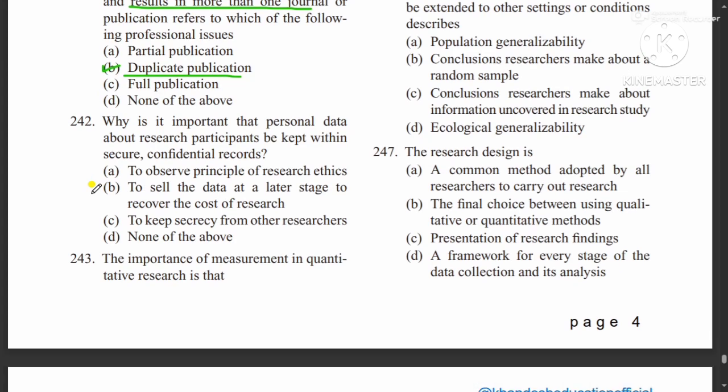Next, why is it important that personal data about research participants be kept within secure, confidential records? Because of two observed principles of research ethics. Option is correct.